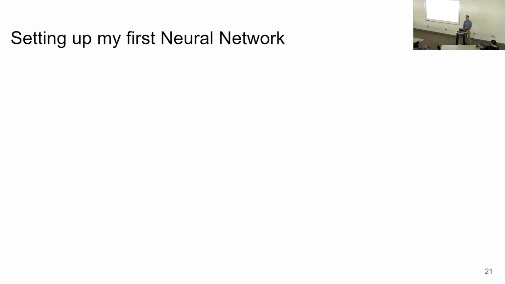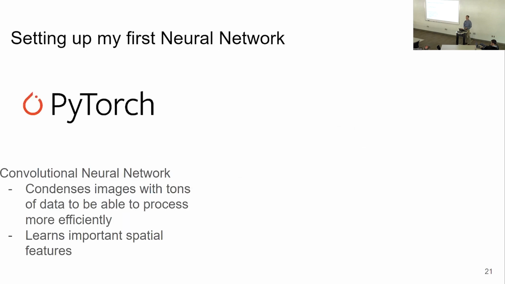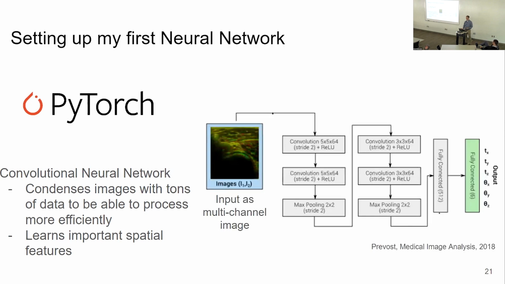Like I said before, this is my first machine learning or deep learning project. Right now I'm using PyTorch, and we're using convolutional neural networks. From my understanding, convolutional neural networks are very good at condensing images with tons of data to be able to process more efficiently. Thus, they're very good at learning important spatial features.